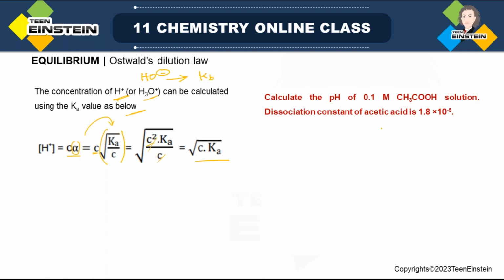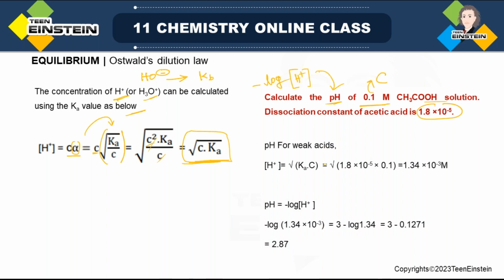So here we have this problem. Calculate the pH of 0.1 molar acetic acid. So this is the value of C. For acetic acid, the dissociation constant is given as 1.8 times 10 to the power minus 5. So you have to find the pH. That means first you should know what H plus is. Once you know H plus, you can put negative log before it, and that is pH. But you have to know first what H plus is, and for that you can use the equation that we have just seen.